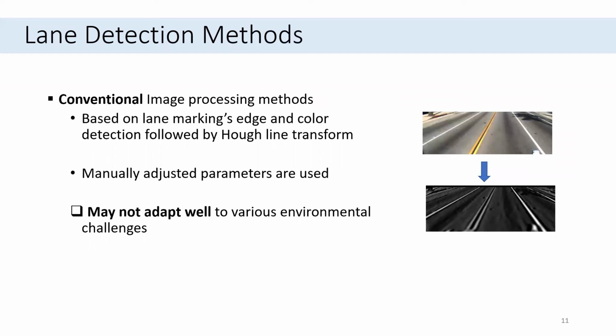Now let's look at the lane detection methods. Based on the way image data is processed to determine the lane boundaries, we can group lane detectors into two main categories. One is the conventional image processing method, and the other is the deep learning method or data-driven approach. Lane detectors based on conventional image processing use various parameters and thresholds to extract the lane markings, which are all determined or tuned manually. As a consequence, the detector may fail to adapt well to various environmental challenges.